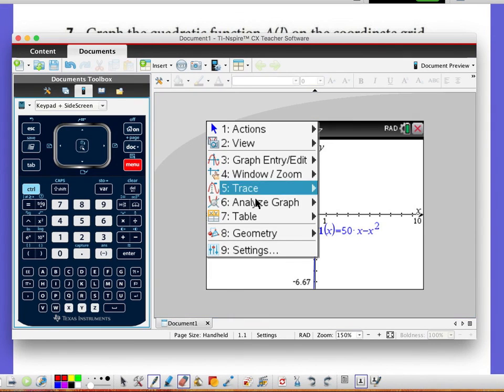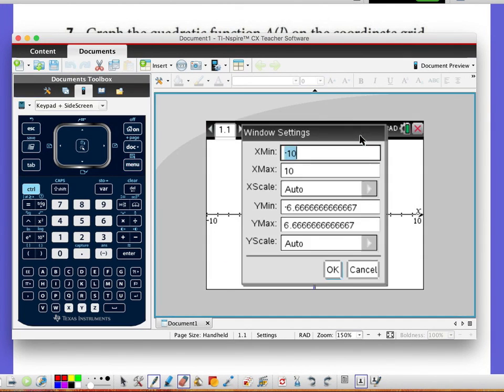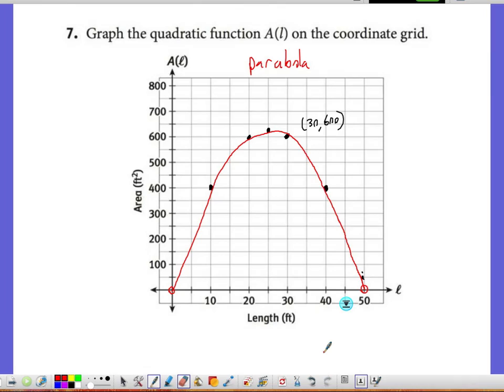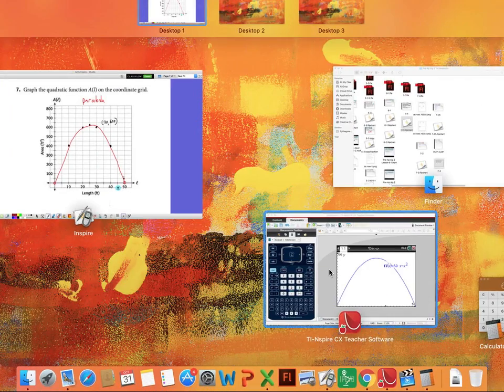Let's go to menu, window zoom, and go to window settings. Now our x minimum is going to be 0, my x max is 50, y minimum is 0, and my y max was somewhere around 700. Hit OK, and there we go. That is exactly the shape that we kind of have here. So take a look at that.